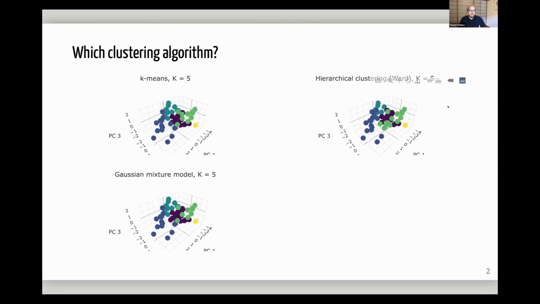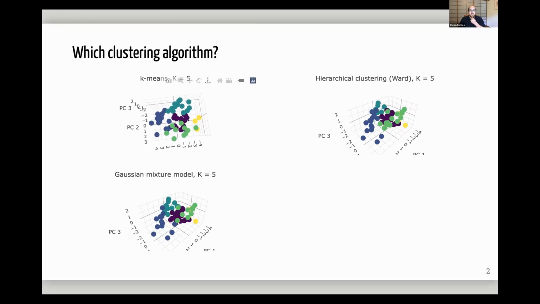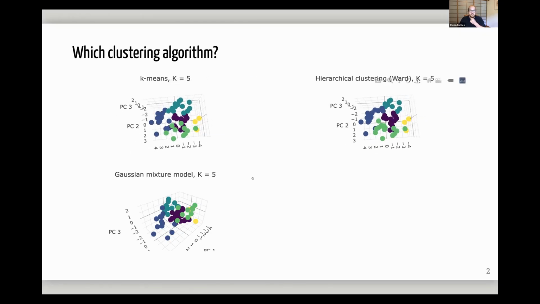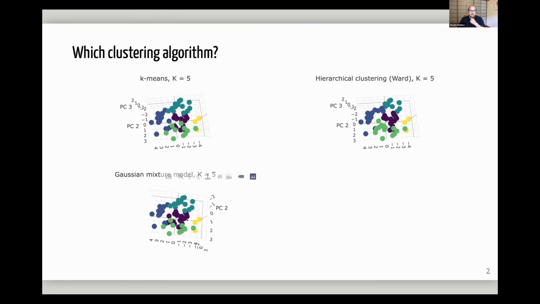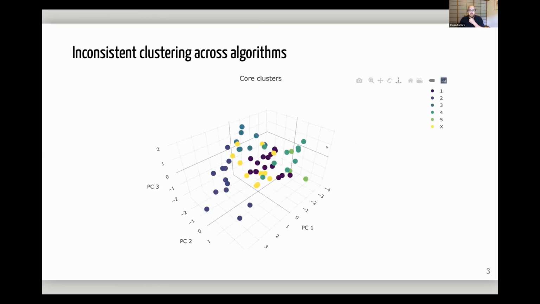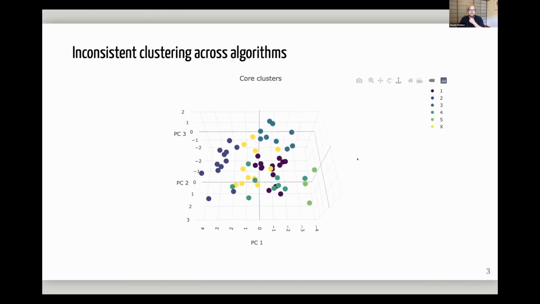Often when we're looking at clustering problems, we'll find ourselves in a situation like this where we try out a few popular algorithms and they each tell us something similar but kind of different about the clustering structure in our data. Here you can see an example of k-means, hierarchical clustering, and a Gaussian mixture model. They're all broadly in agreement about the cluster structure, but here I've highlighted in yellow the points that each of those algorithms disagrees about.